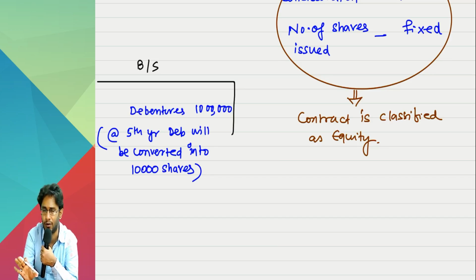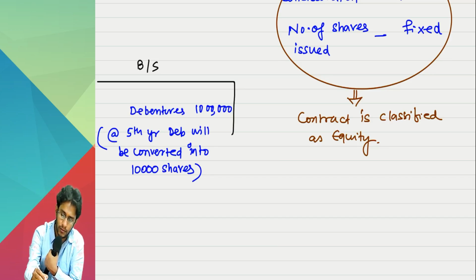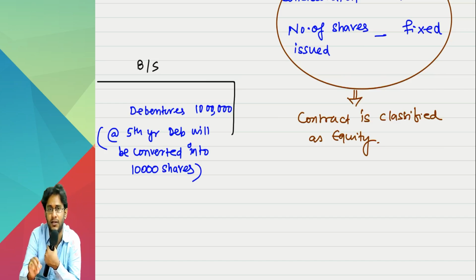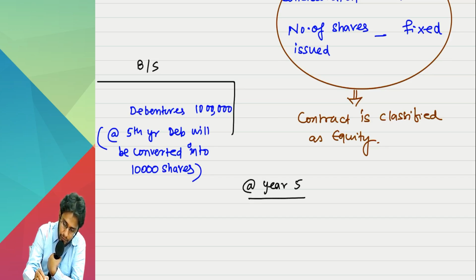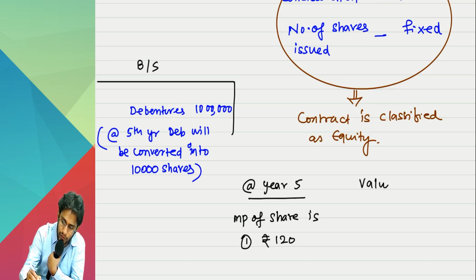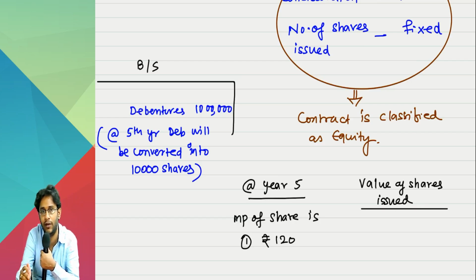Hypothetically assume that interest is not there, just for discussion's sake. What if interest is there? I will tell you later on. So at year 5, the market price of the share is, case 1, let's say it is 120. Tell me, sir, what is the value of shares that will be issued? I am asking about the value now. The 10,000 shares I will issue anyway.